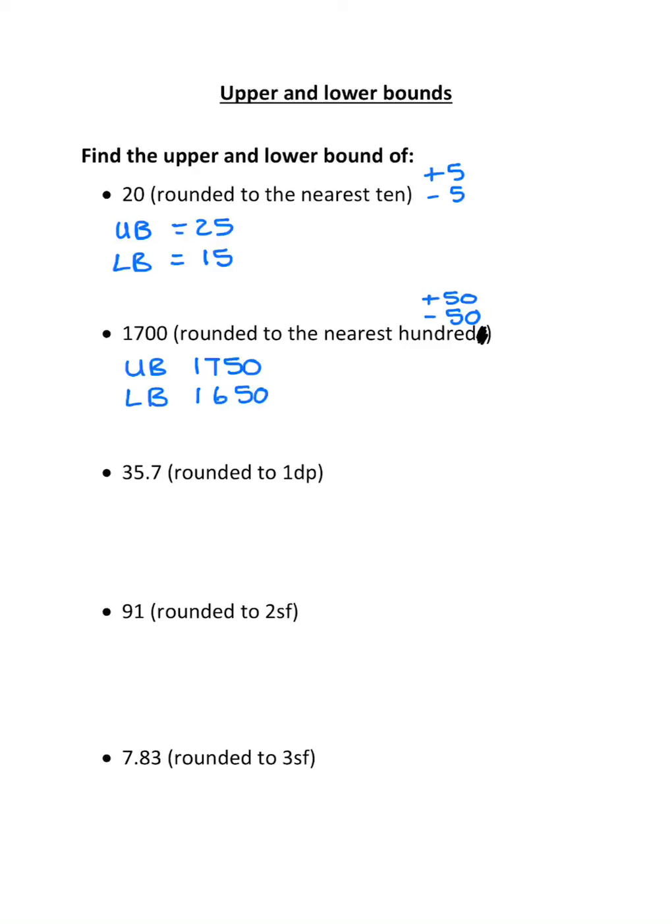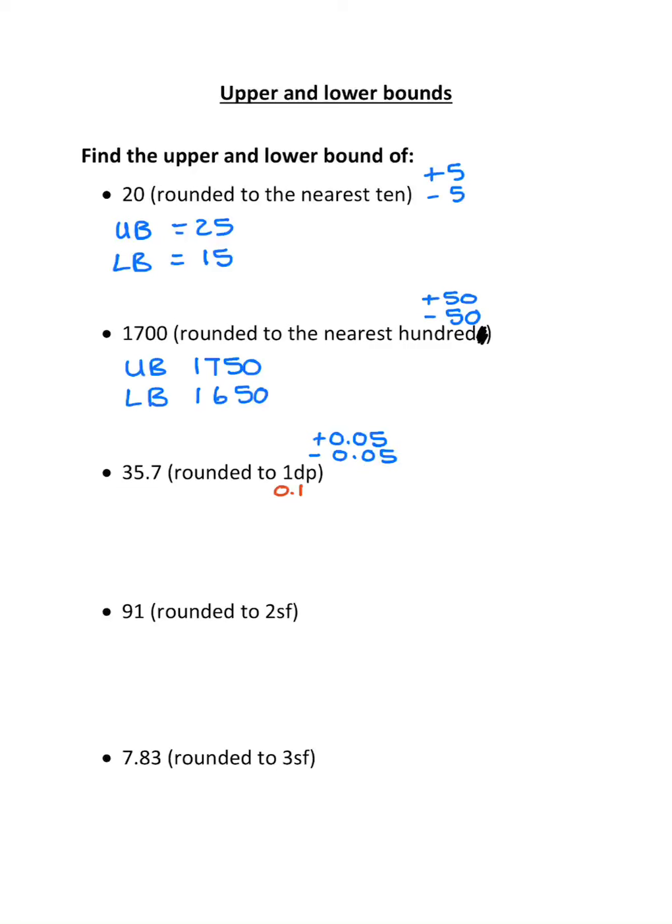The third one, this time it's rounded to 1 decimal place. Now you've got to imagine 1 decimal place as 0.1. And in the same way, if I find half of 0.1, I get 0.05. So I add 0.05 and I subtract 0.05.